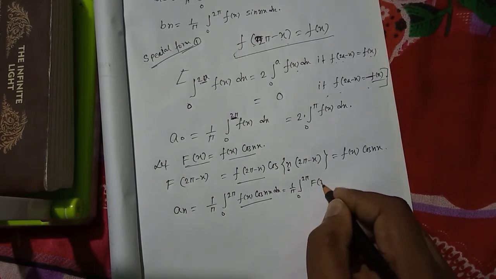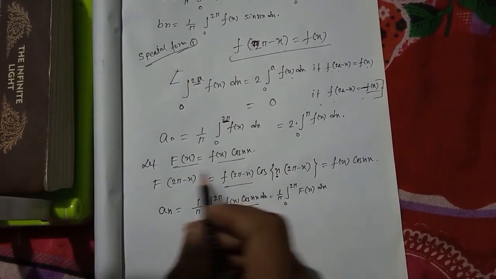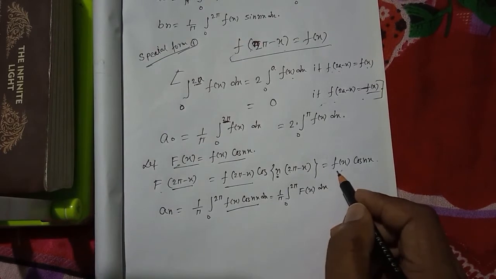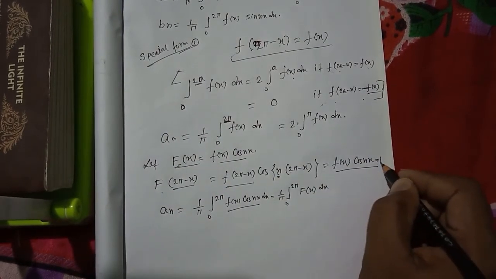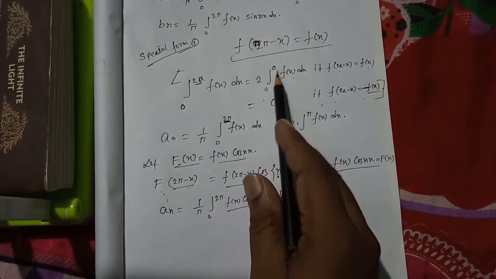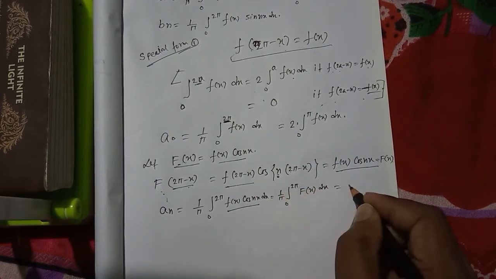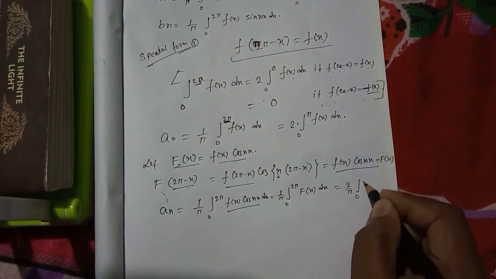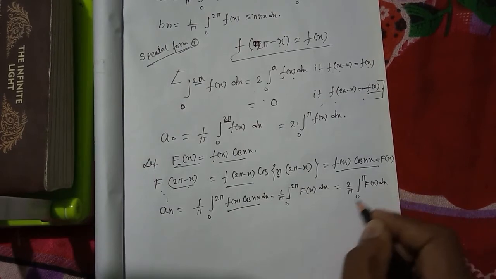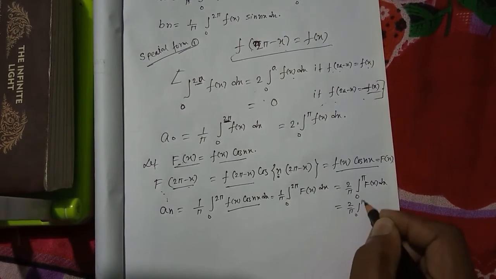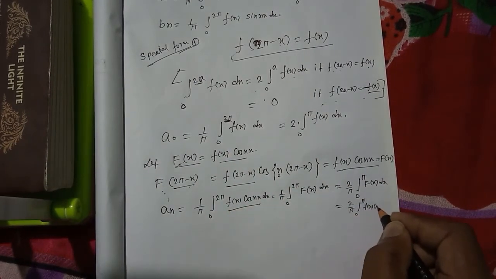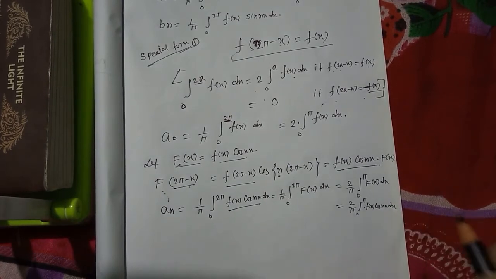capital F(x) dx. And as capital F(x) is equal to F(2 pi minus x), which is f(x) cos(nx), therefore this is 2 times the integration from 0 to pi, and this comes to 2 by pi integration from 0 to pi of f(x) cos(nx) dx.